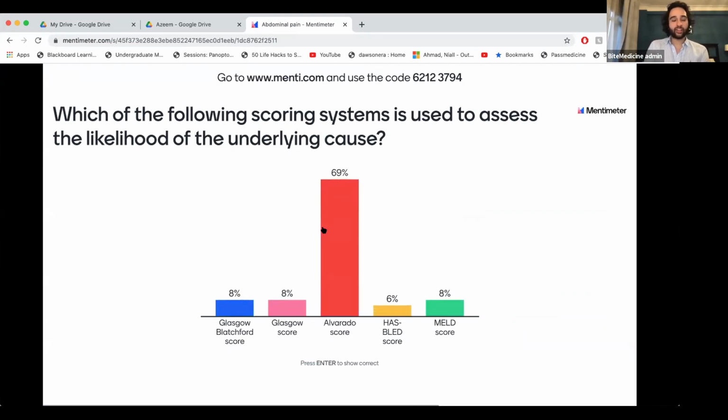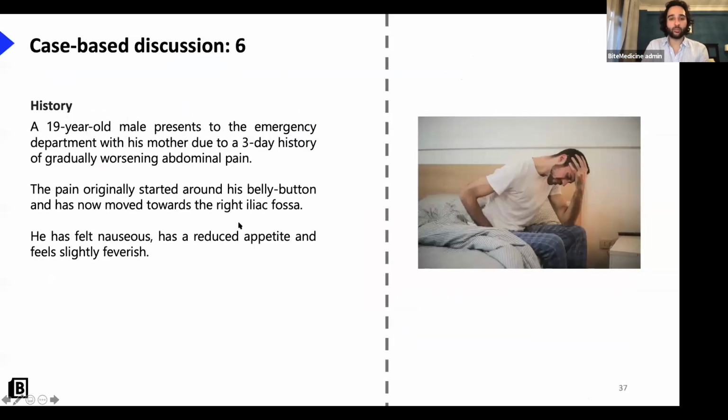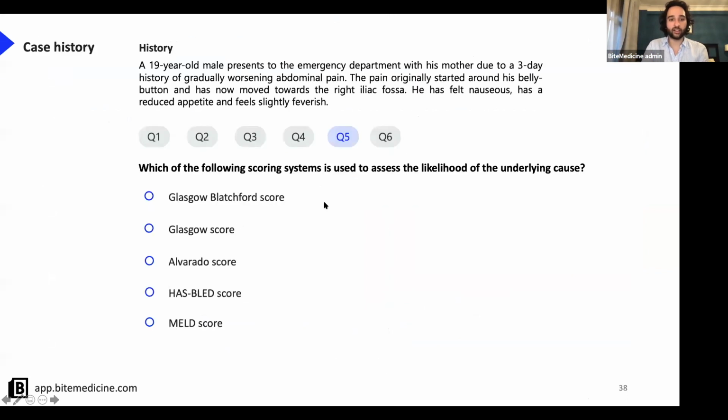You are all fantastic. I'm actually so impressed. Like I said, thinking about a diagnosis is one thing, but going that one step further without being given the diagnosis is a really important skill to have, and it shows deeper learning, and that's what we're here for today. That's what all our webinars are about. So that is absolutely right. The most likely diagnosis here is appendicitis, and the Alvarado score is what we use for acute appendicitis.